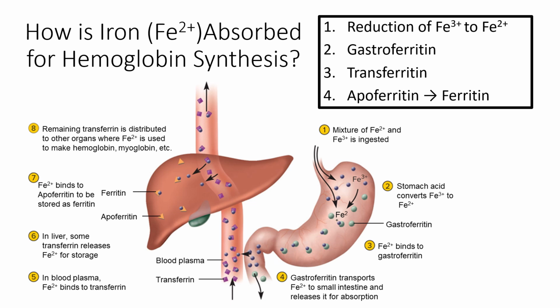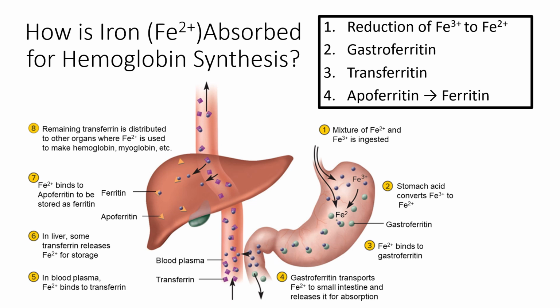So how do we get the iron that we need to make hemoglobin? It's ingested in our diet. Initially all iron is ingested as a mixture of iron 2+ and iron 3+. And once that mixture is in the stomach, acid is going to reduce all of the iron 3+ to iron 2+. So now all of the iron is iron 2+.